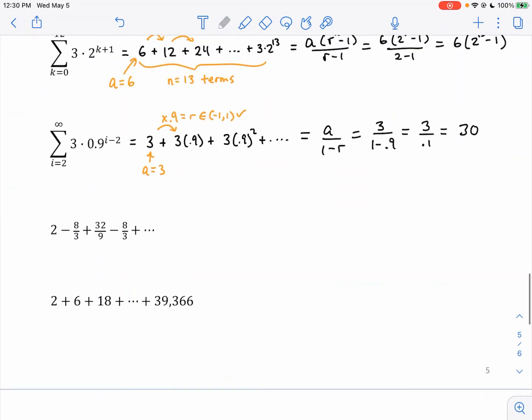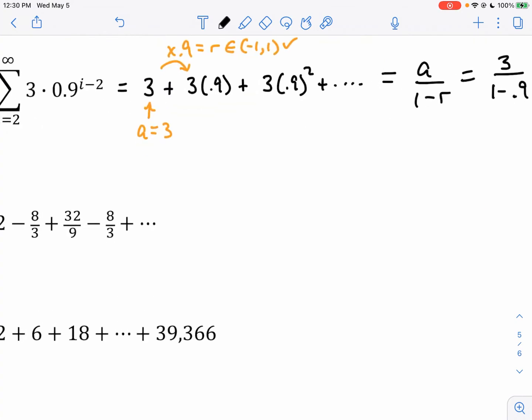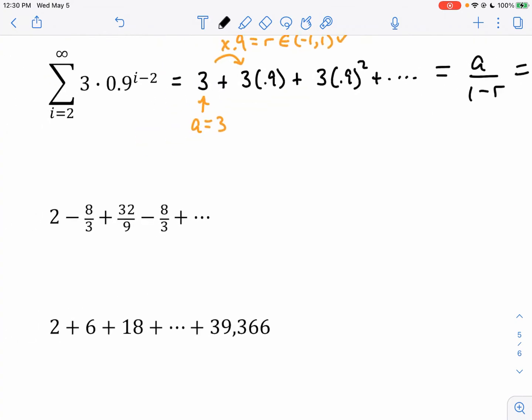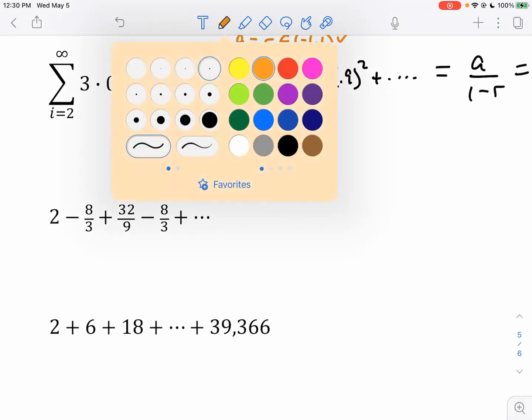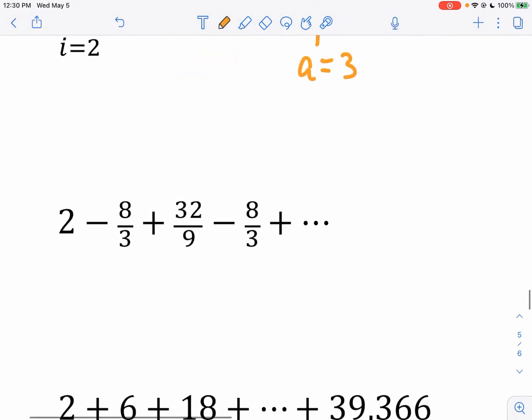Okay, the next one, we have 2 minus 8/3 plus 32/9 minus 128/27 plus etc. Let's see if this is geometric or not. It's certainly a series because the dots go forever. But to go from 2 to -8/3, we just take -8/3 and divide it by 2. That's how we figure out the common ratio. And in fact, that's why it's called a ratio, because you take any one term and divide it by the prior term, you get the same number always.